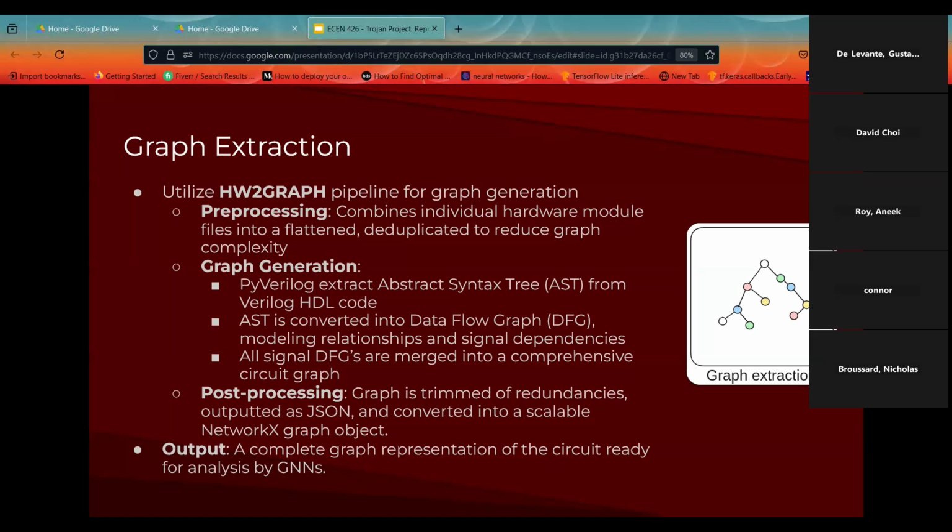Next is the graph generation phase, which involves three key substeps. PyVerilog is used to extract the abstract syntax tree from the Verilog code, and the AST captures the syntactic structure of the hardware design. Then the AST is converted into a data flow graph, and these DFGs model the relationships and signal dependencies within the circuit, providing a deeper understanding of its functionality. And then finally, all individual signal DFGs are merged into a single comprehensive circuit graph that represents the entire hardware design.